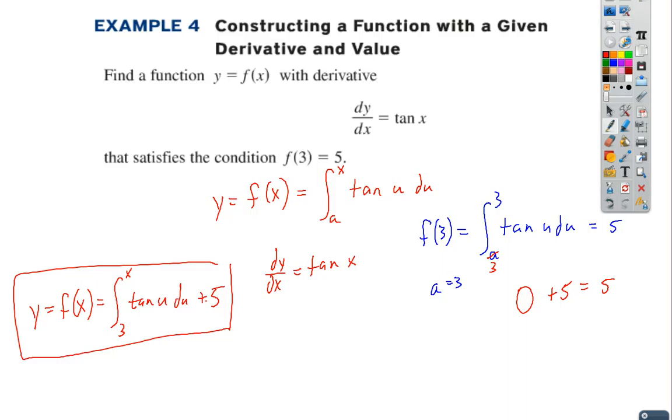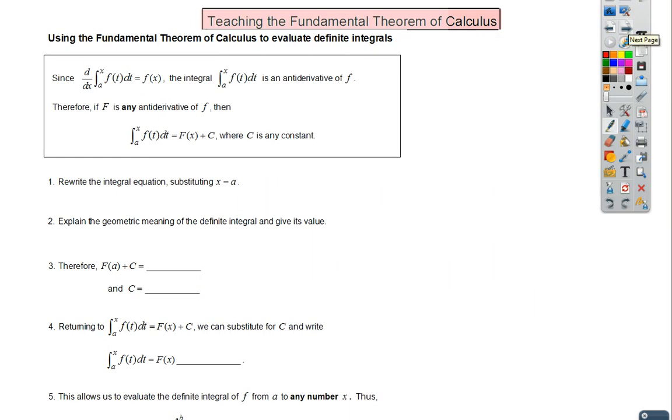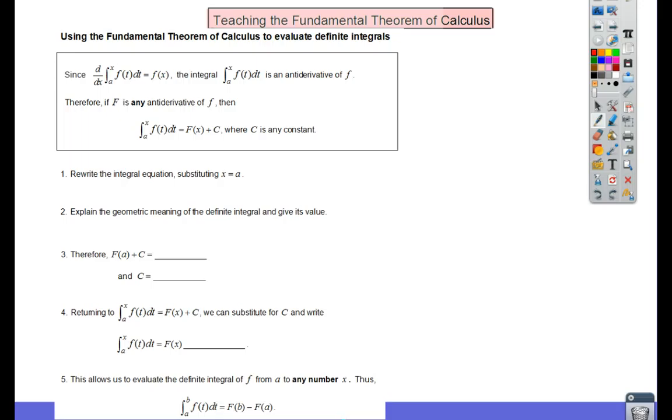And this is where everyone loves algebra. All right? So let's go to what's next. So next we get to our second fundamental theorem of calculus.